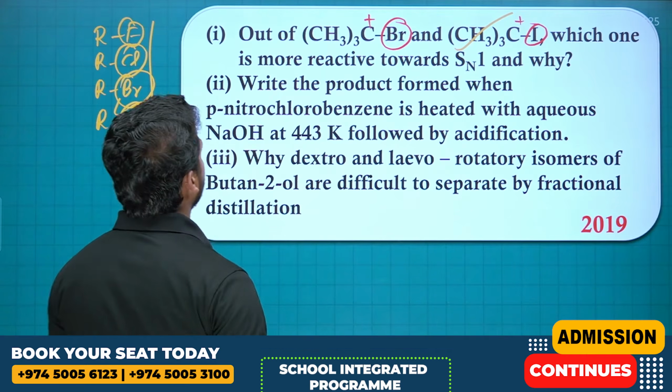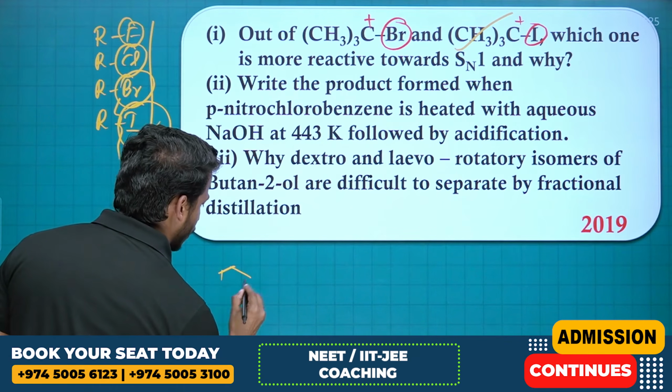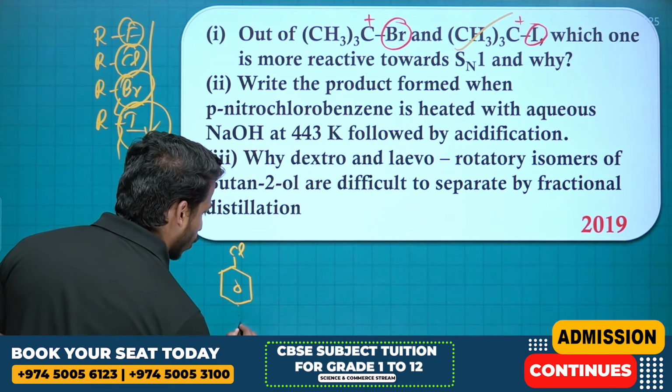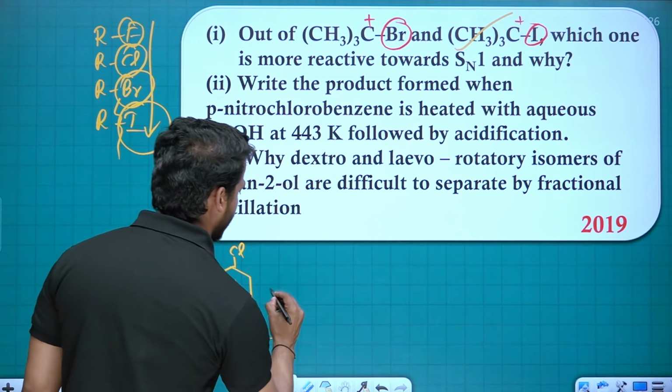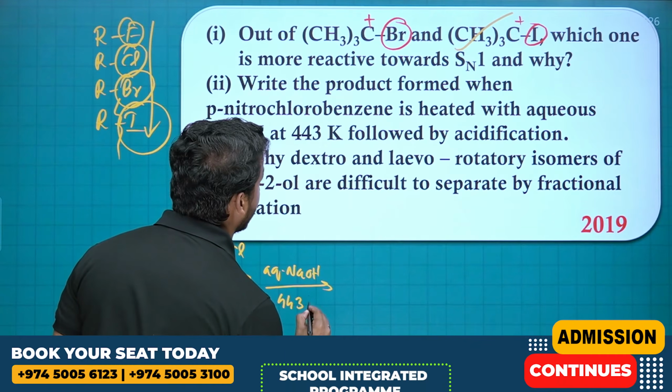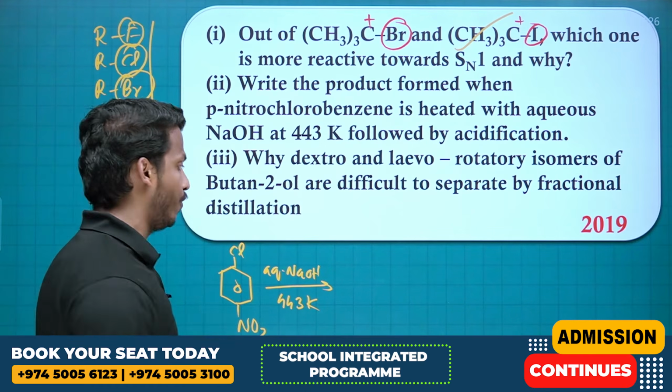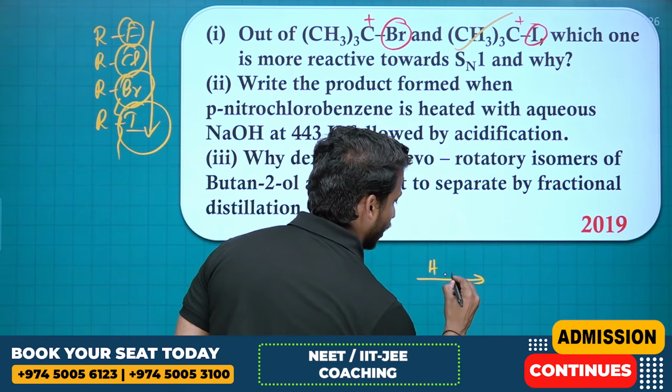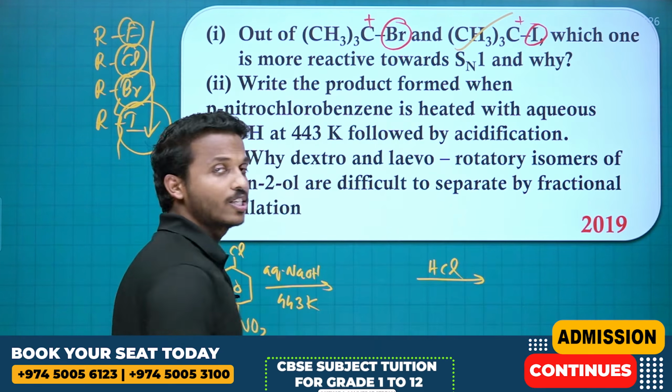Second one: write the product formed when para-nitrochlorobenzene. What is that compound? Para-nitrochlorobenzene is heated with aqueous NaOH, aqueous NaOH at 443 Kelvin, followed by acidification. This is our Dow process, my dear.